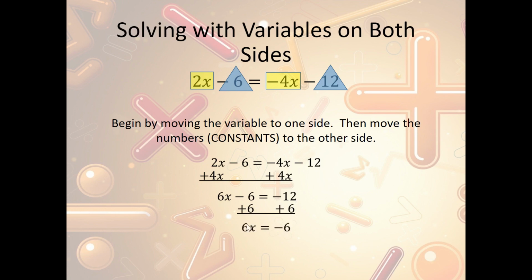Now I need to get rid of this 6 that's in front of the x. Notice that the 6 is being multiplied by x, so I undo that by dividing both sides by 6. And I get x by itself is equal to negative 6 divided by 6, which is negative 1.